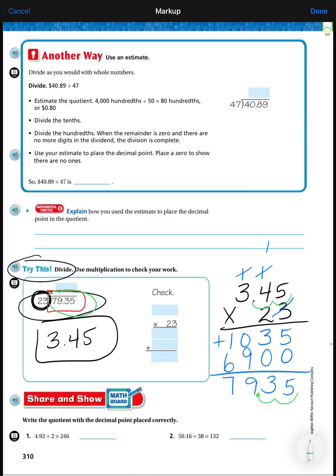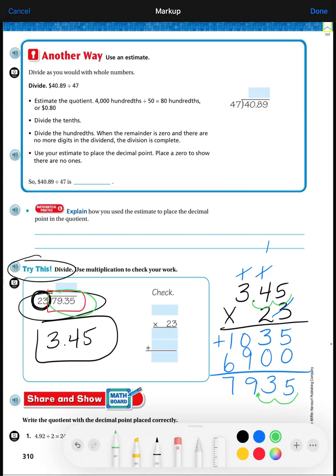Okay? I want to look at numbers 1 and 2 at the bottom of page 310 because all it's asking us to do is make sure we place the decimal point correctly. You're not actually doing any math here, you're just putting the decimal point where it belongs, okay? So I want to practice that just a little bit. It says to write the quotient with the decimal point placed correctly. They already gave us the quotient, which is just the answer to a division problem. Okay, so they took 4.92 and divided it by 2, which gave us 246.